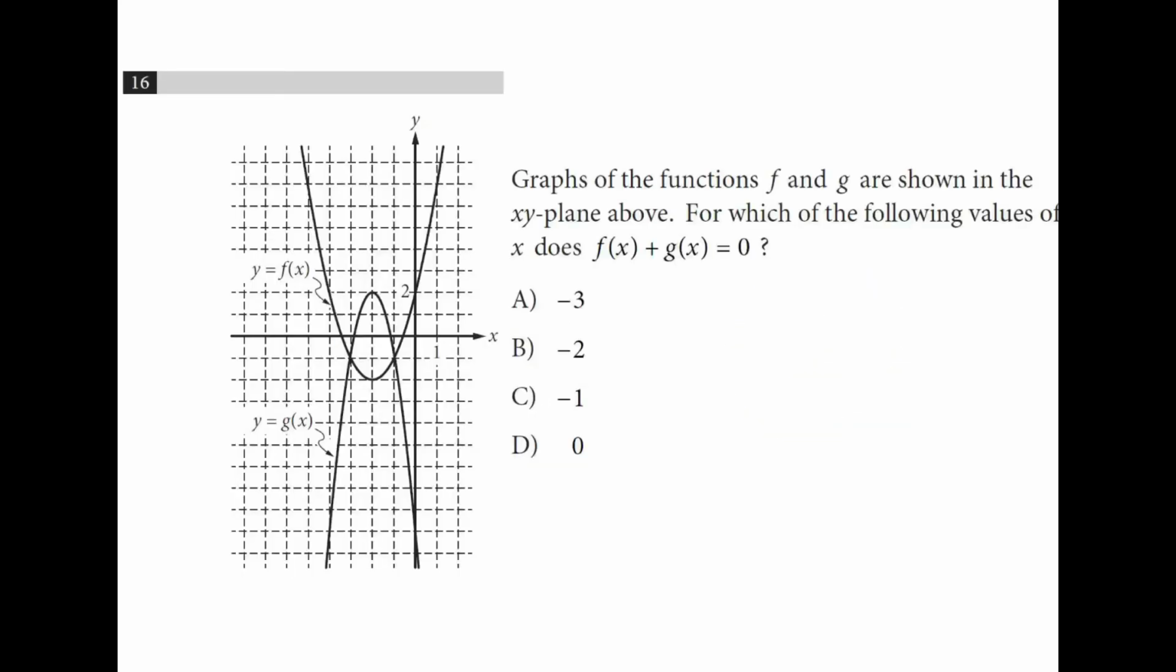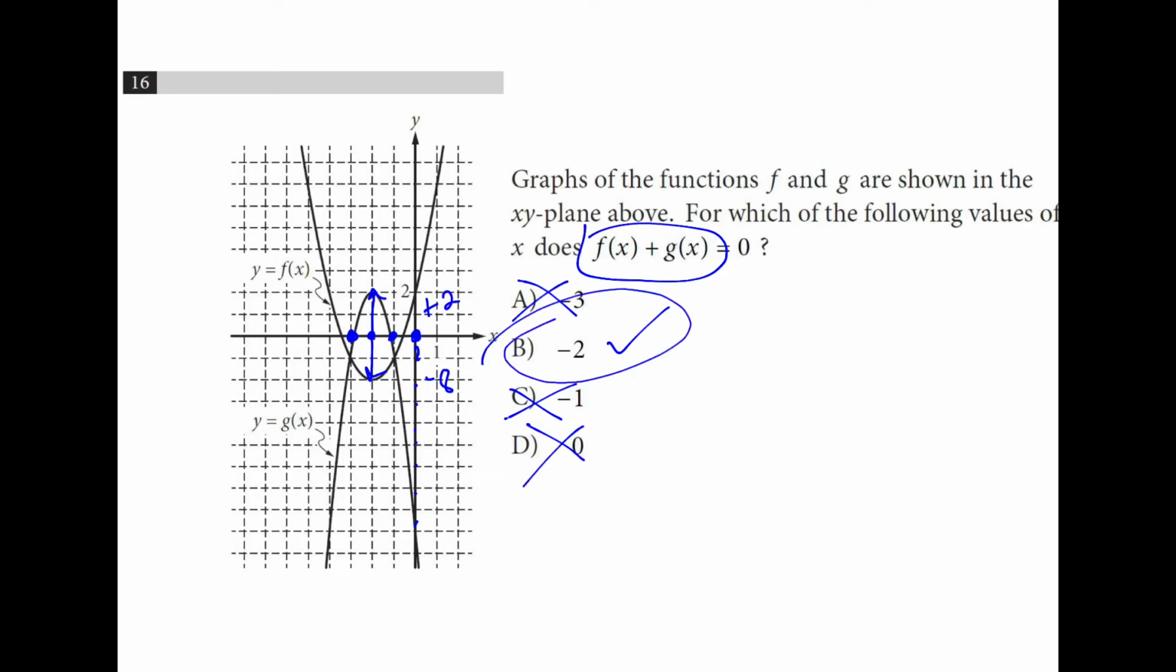So which of the following values, if you add them together, do you get 0? So let's try these one at a time. Here at negative 3, doesn't work. Here at negative 2, that's promising, because it's plus 2 and minus 2. That works. Here at negative 1, nope. And here at 0, this is going to be plus 2, but minus 1, 2, 3, 4, 5, 6, 7, 8 or so. So it's not going to give you 0. B is the answer. That's the vertex for both parabolas.